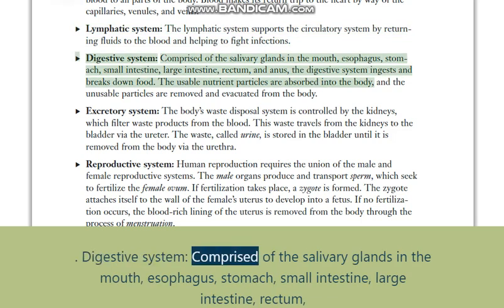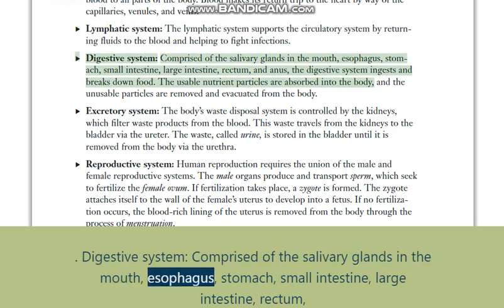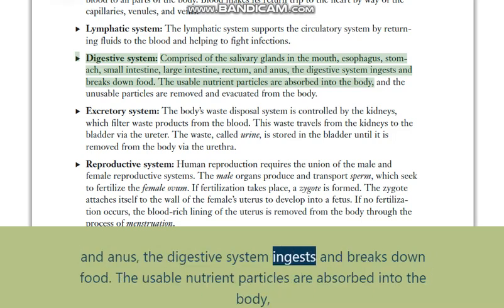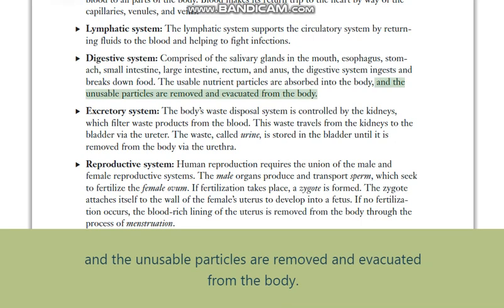Digestive system, comprised of the salivary glands in the mouth, esophagus, stomach, small intestine, large intestine, rectum, and anus. The digestive system ingests and breaks down food. The usable nutrient particles are absorbed into the body, and the unusable particles are removed and evacuated from the body.